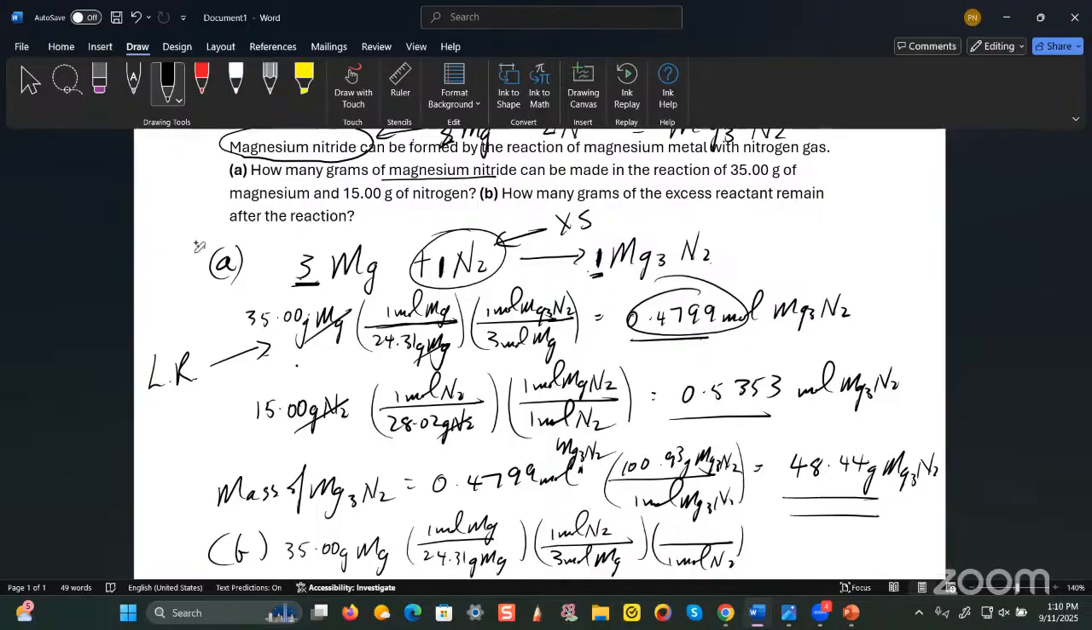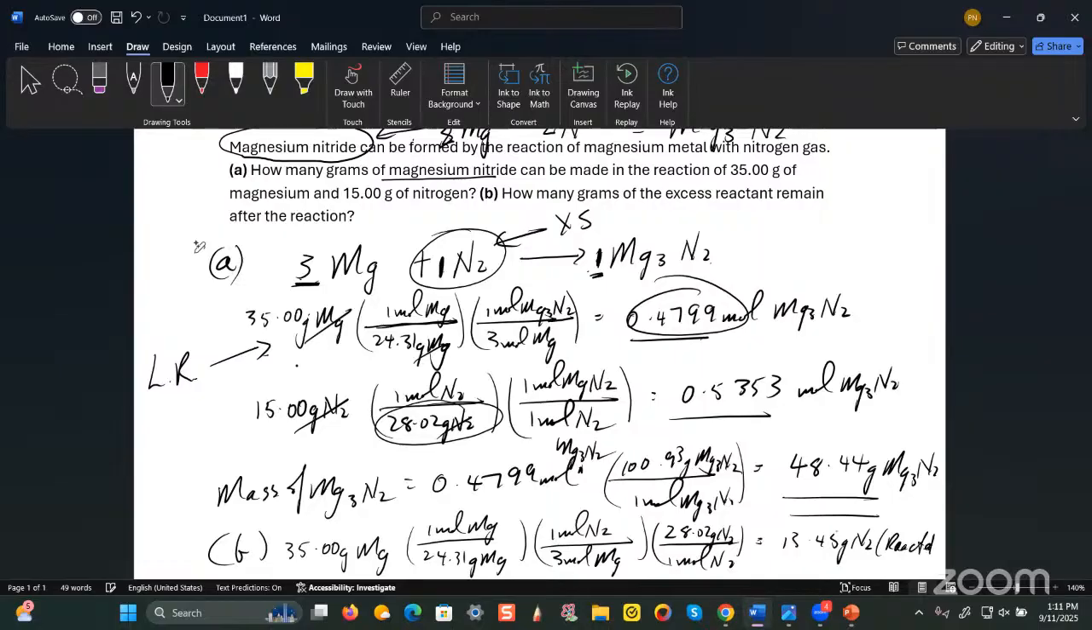And we saw that the molar mass of nitrogen is 28.02 grams of nitrogen, right? So let's see what that gives. 35 divided by 24.31 divided by 3 times 28.02. And according to my calculation, this works out, rounded off to 4 sig figs, to 13.45 grams of nitrogen. Now remember, this is the mass of nitrogen that reacted, right?